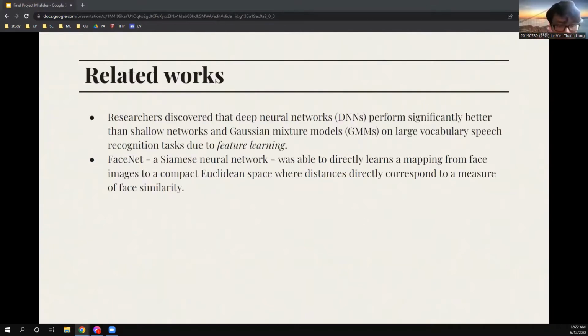About the related works that we base our project on, first, it is feature learning, which helps improve a lot with tasks like vocabulary and speech recognition. And secondly, it is FaceNet, a Siamese neural network that was able to directly learn the mapping from face images to a compact Euclidean space.